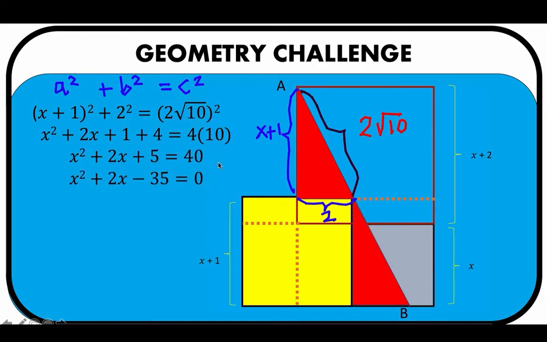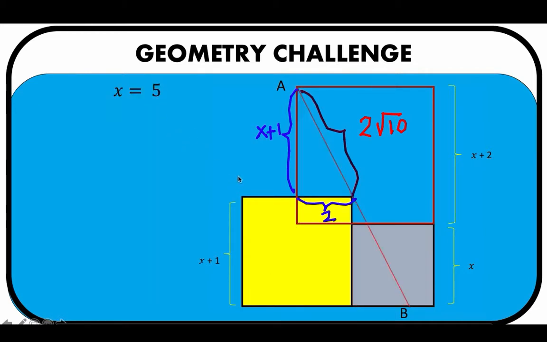And then writing this in standard form, we have x squared plus 2x minus 35 equals 0. Factoring the left side and solving for x, we now found that x is negative 7 or x equals 5. Since we are talking about side lengths of geometric figures, we are going to rule out negative 7. This is an extra root, so we only accept x equals positive 5.